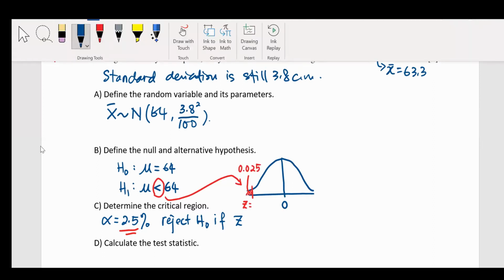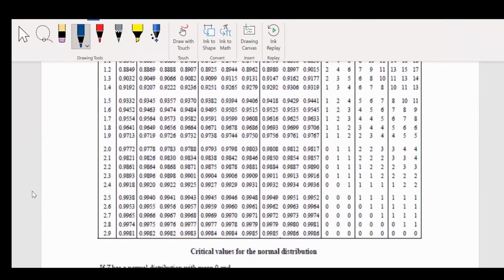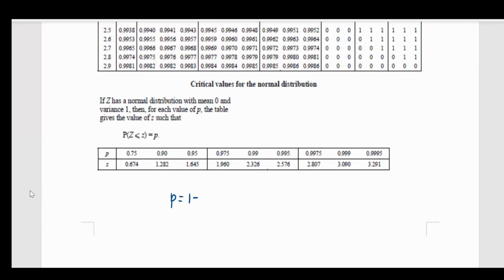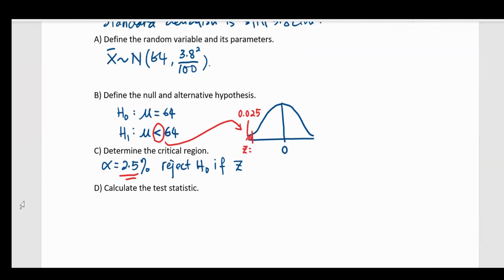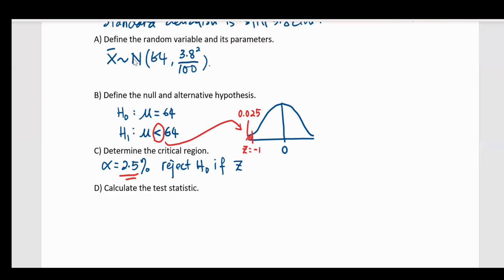So we have to refer to the table. I will scroll down and have a look at the table here. Of course, when we try to look, we won't get the probability to be 0.025. We must take 1 minus 0.025, which is 0.975. From the smaller table below here, we can see when p is 0.975, the corresponding z-score is 1.96. So that is what we want. Then we will go back to the question. Since this z-score value lies on the left, it is going to be negative 1.96.